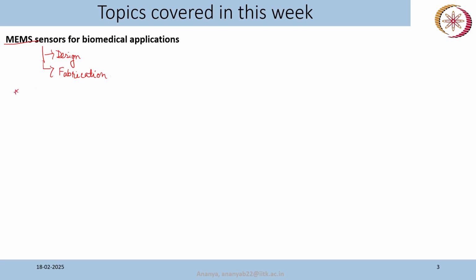So the example given was drug screening devices. Those are used to determine which drug is efficient for a particular patient or a particular disease. So this kind of sensor can be designed for biomedical application using MEMS technology. Okay, so drug screening devices, that was one example given.